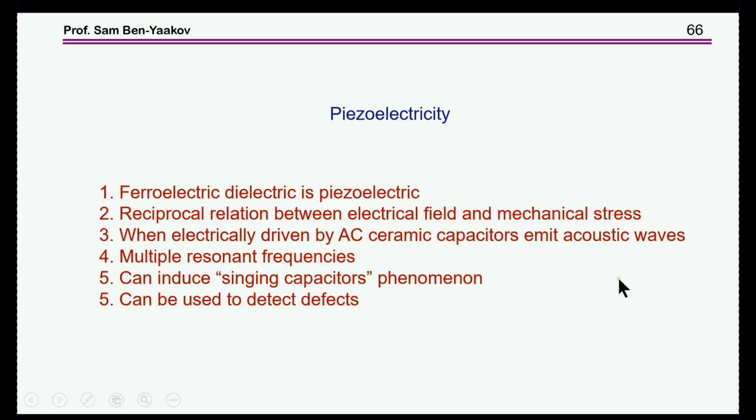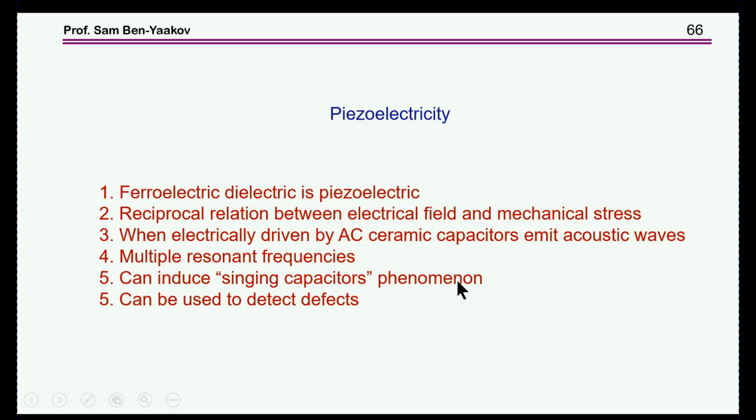Piezoelectricity is a mutual relationship between mechanical force and electric field. And we know there are PZT type materials, which are also ceramics, which are used a lot in sonar. There were even some piezoelectric transformers. Now, ferroelectric material has a piezoelectric effect. When you expose it to an electric field, it'll compress, and vice versa. If you compress it, you in fact can get an electric field.